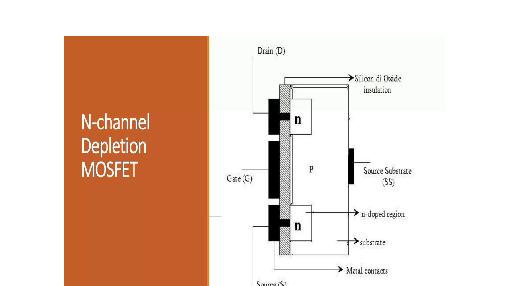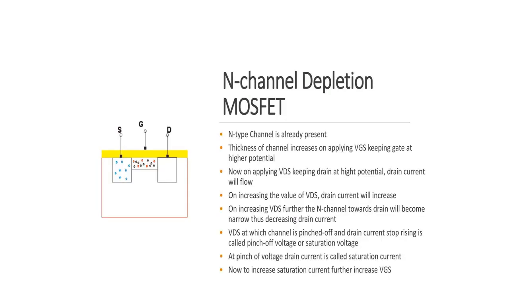Now, to increase the saturation current further, the VGS can be increased. But obviously this is a normally-on device, so you need to turn it off by applying a negative voltage at the gate terminal. Okay, so in the next slide, we have just given this description for the N-channel depletion MOSFET.